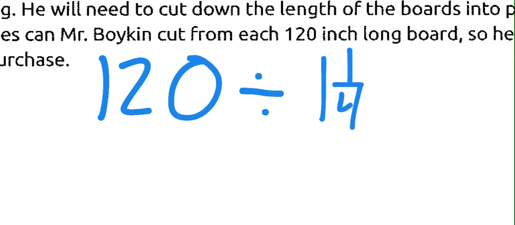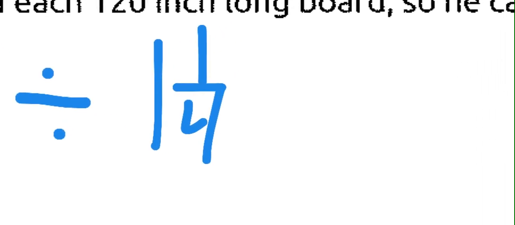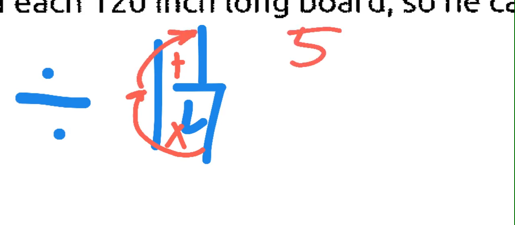There are a couple of things that you're going to have to do on this. For starters, remember that this is the only time that you ever do keep, change, flip. First, we're going to set up our little Texas method. We're going to change this thing to an improper fraction. So we're going to Texas it. That's where it's plus and times there. 4 times 1 gives us 4. Plus 1 more will give us 5. So we have 5 over 4.